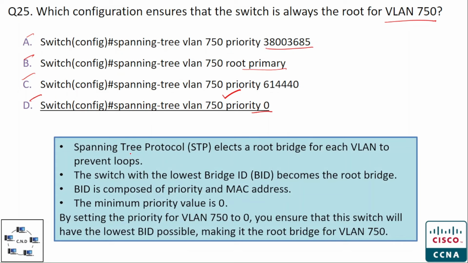And here is the explanation. Spanning tree elects a root bridge for each VLAN to prevent loops. The switch with the lowest bridge ID becomes the root bridge. Bridge ID is composed of priority and MAC address. The minimum priority value is 0, so the lowest priority that you can set is 0. By setting the priority for VLAN 750 to 0, you ensure that this switch will have the lowest BID possible, making it the root bridge for VLAN 750.